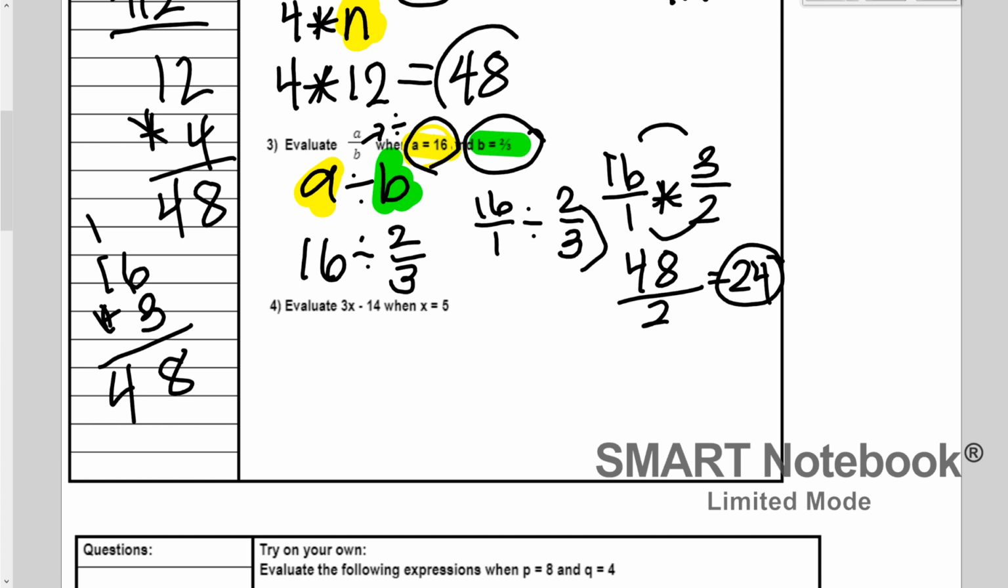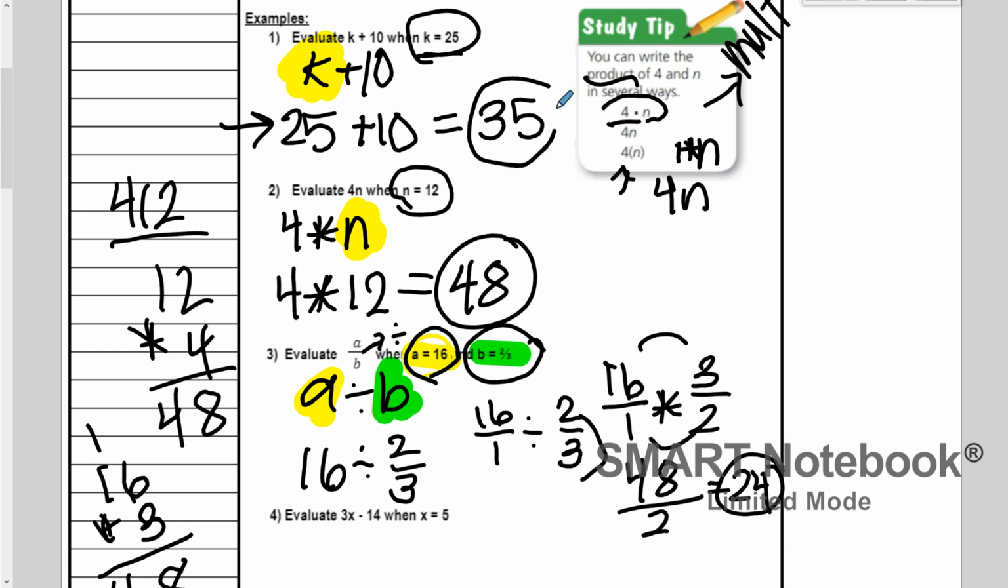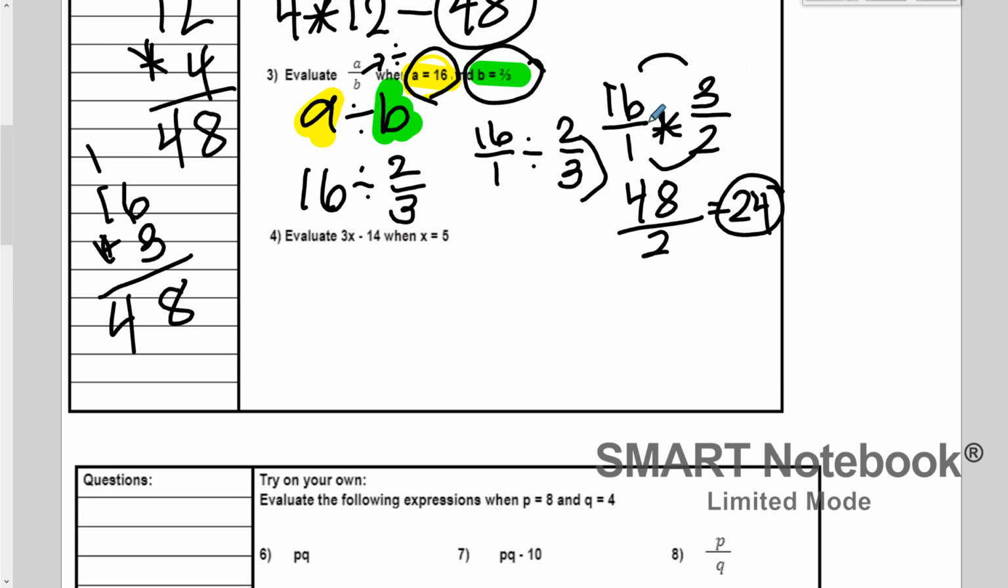We always want to circle that final answer. That way, whoever is grading our quiz, test, homework knows what our answer is. Okay, especially when we've got all that work going on. All right.